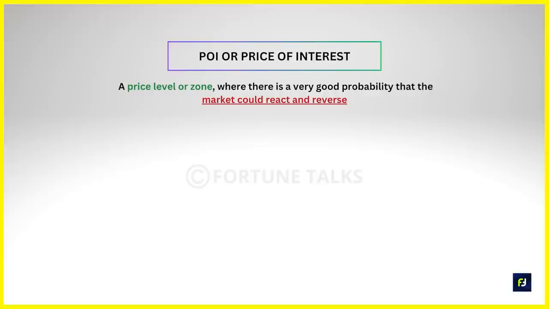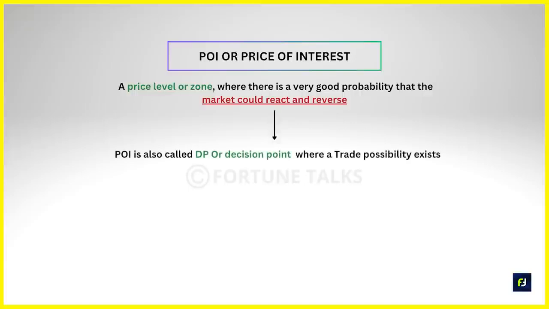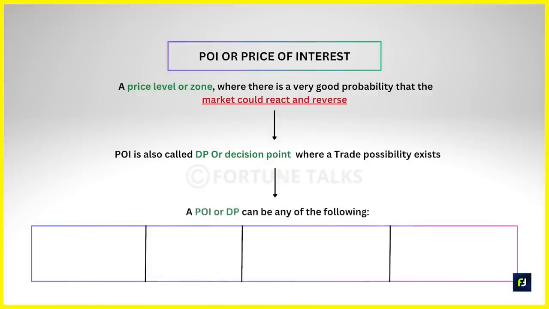For those who are unaware of what price of interest is, POI or price of interest is a price level or a price zone where there is a very good probability that the market could react with it and respond accordingly. A POI is also called DP or decision point by some experts. So a POI can be any of the following.